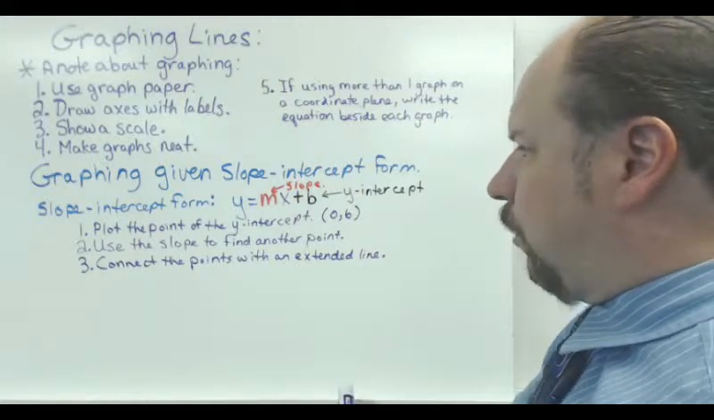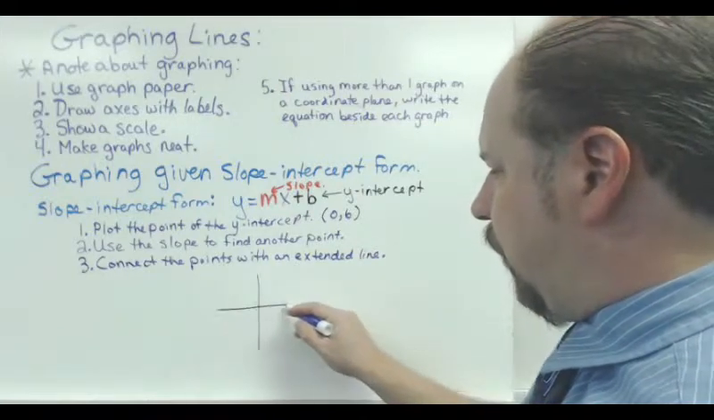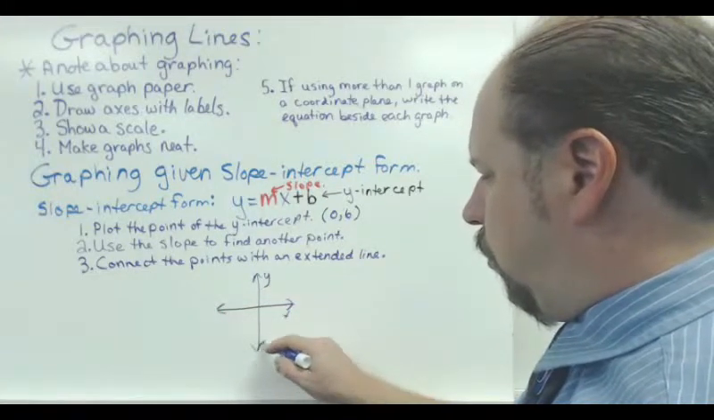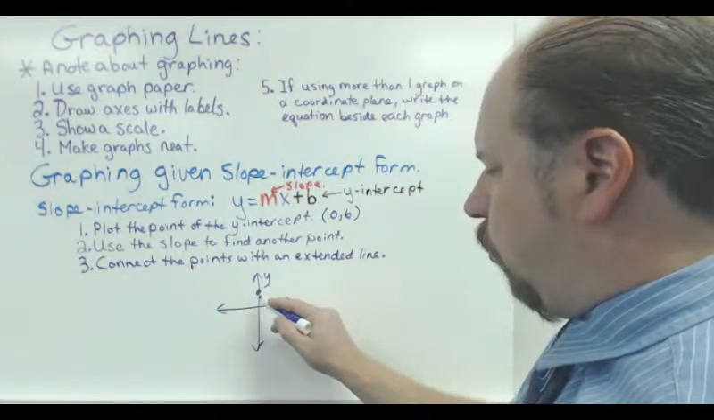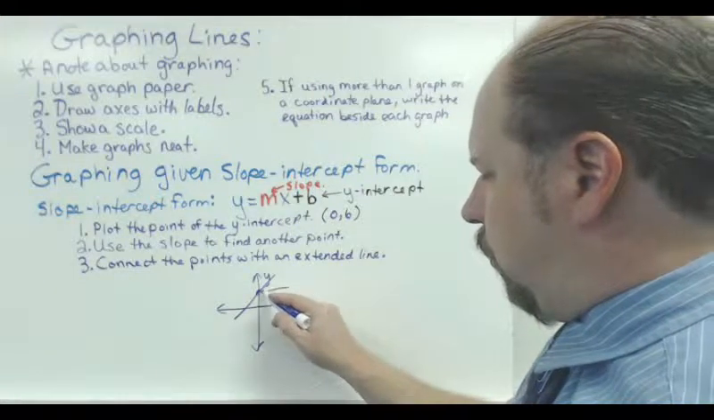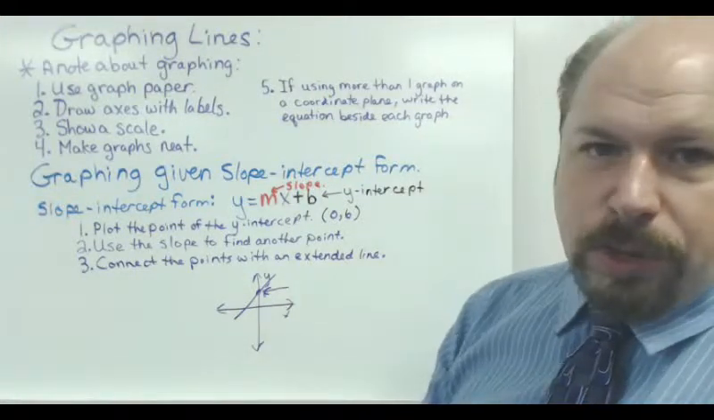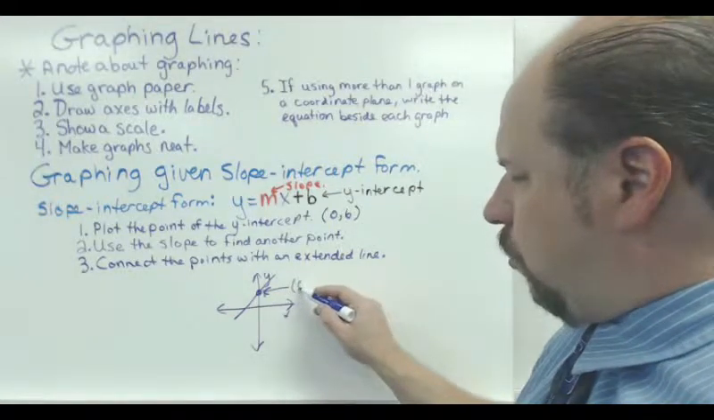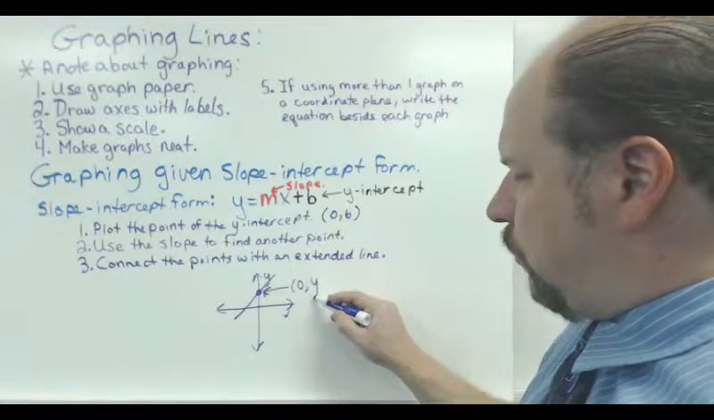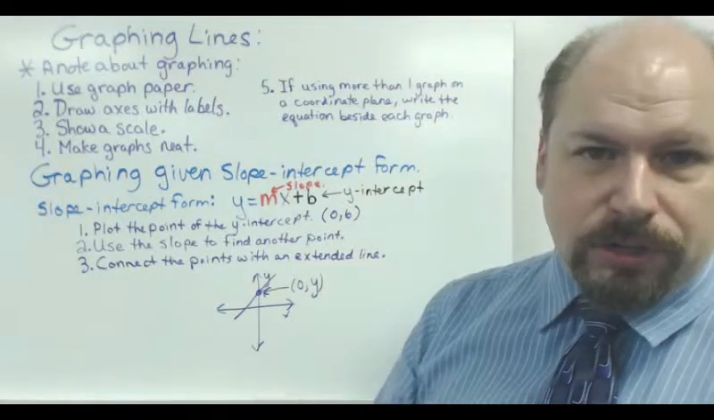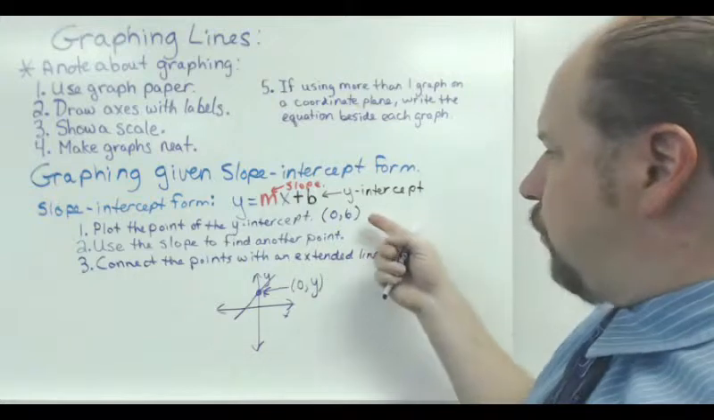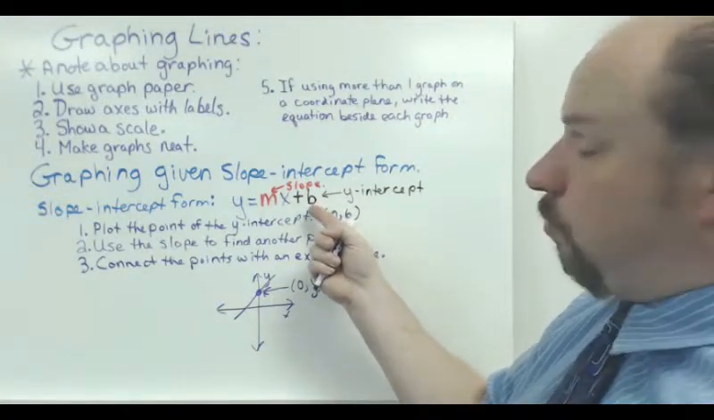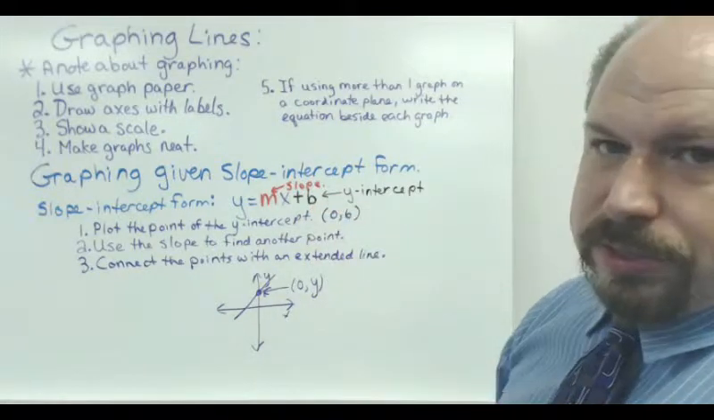So if you remember on a graph, of course, if we have a coordinate grid here, our y-intercept is this point where it crosses the y-axis. And our x value right here is always 0. So it's always going to be this point 0 and then some y value. In this case, our y-intercept is always going to be (0, b), whatever this value is here at the end.